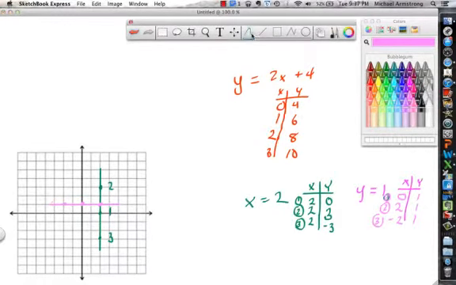Okay, so if it's x equals a number, that's a vertical line through that number. If it's y equals a number, it's a horizontal line through that number. See, this is 1. This is 1 up. It goes this direction, but it's always 1 up. This makes this kind of a horizontal line.